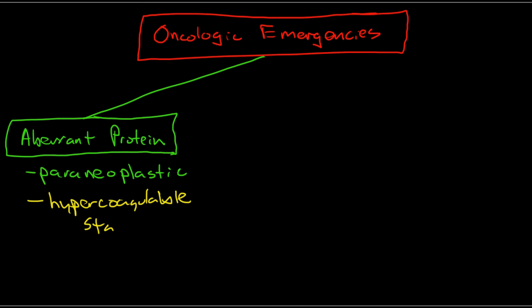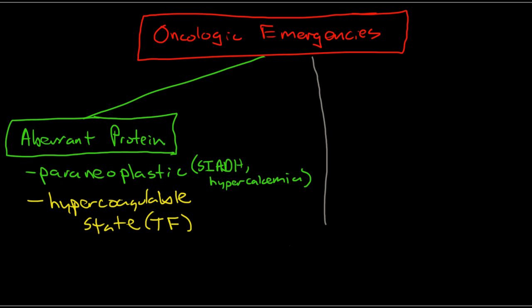And again, some of the proteins involved here with the paraneoplastic syndromes are things that look like hormones. So, it can cause syndrome of inappropriate antidiuretic hormone, or it can cause hypercalcemia due to parathyroid-like hormones. And hypercoagulable states are caused by proteins like tissue factor that are produced by tumors and mutated cancer cells.